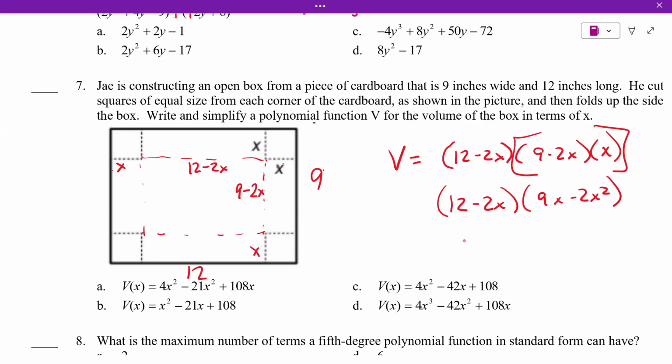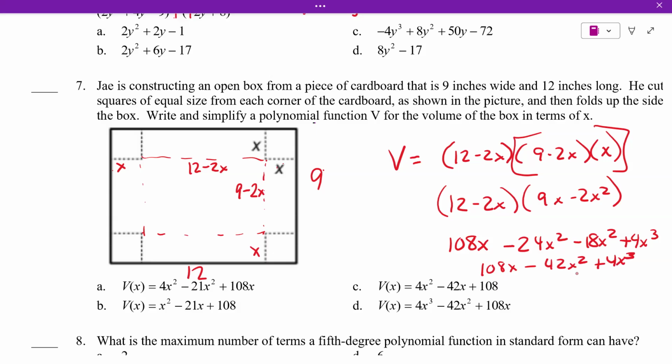Then if we FOIL these, 12 times 9x is a big number. I think it's 108x. Outers is minus 24x squared. Inners is minus 18x squared. Last times last is plus 4x to the third. So this is 108x minus 42x squared plus 4x cubed.